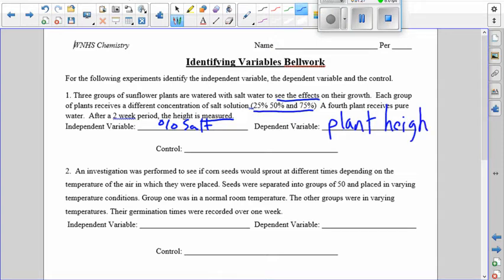So again, what are we looking at? What are we measuring? What are we observing? It's the height of those plants. Now, what's our control? What would happen normally if we never did this experiment? What would have happened anyways? The plant would grow. Okay. There would be pure water. Yeah, we would water them with pure water anyways, right? So that would be our fourth plant. Or some people could say plant with only pure water or something like that.